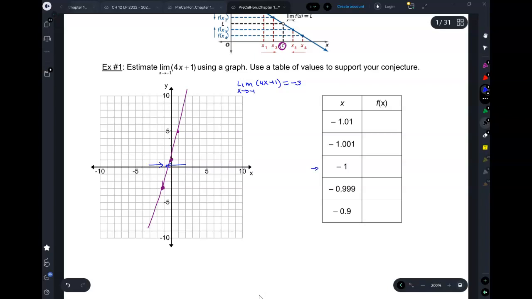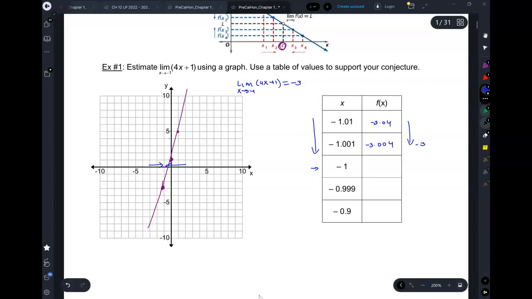This is the number we're approaching. I'm going to approach -1 from the left-hand side. So first it's -1.01, then it's -1.001, and let's see what the y values are going to be. If I put -1.01 into the function, I get -3.04. The next one, I get -3.004. So you see, this way, it looks like the y values are approaching -3.